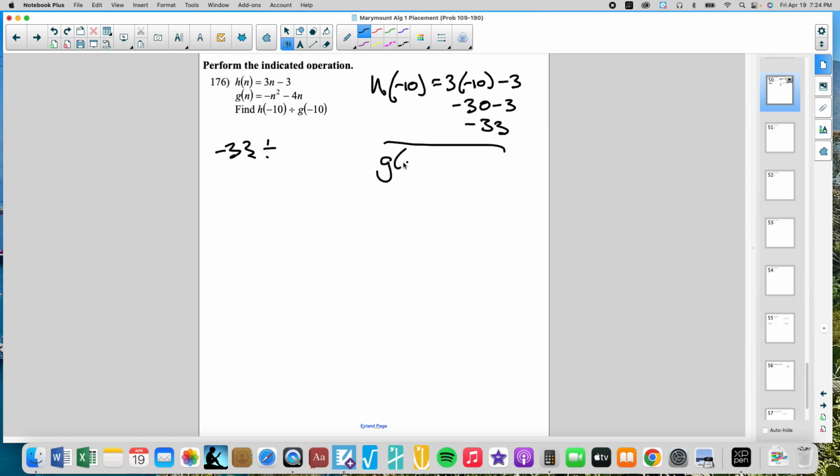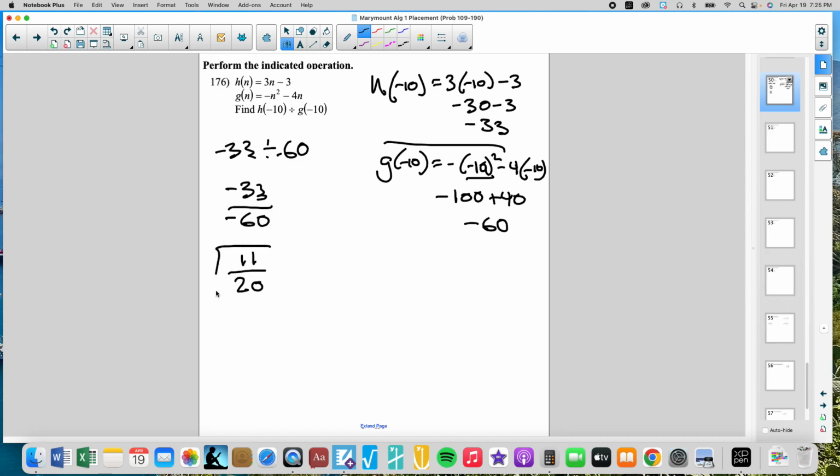Okay, g of negative 10, which equals the opposite of my n value squared minus 4 times my n value. That is negative 100, because negative 10 squared is 100. Bring down the negative. Plus 40 is negative 60. Negative divided by a negative, so that's negative 33 over negative 60 makes positive. 3 goes in that, 11. 3 goes into that, 20. Positive 11, 20. Yep.